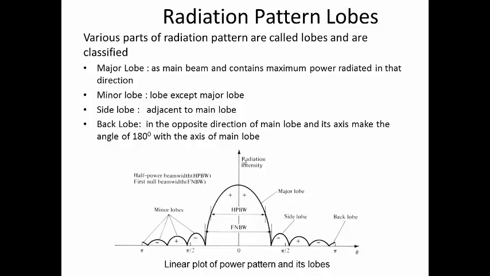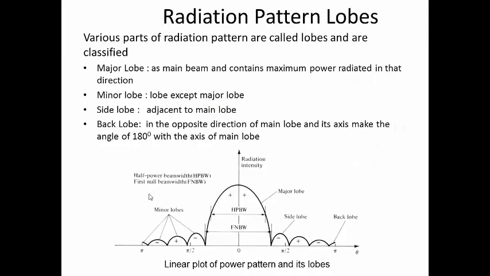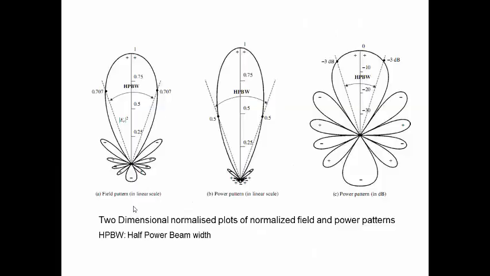Now as I told you, if you see these radiation patterns, they have few lobes or few wings. These lobes are classified in 4 categories. The first one is the major lobe. Major lobe contains the maximum power transmitted in a particular direction. If you see these 3 graphs, you will be able to identify which one is the major lobe. This is the major lobe in power pattern in linear scale, and here is the major lobe in logarithmic scale.